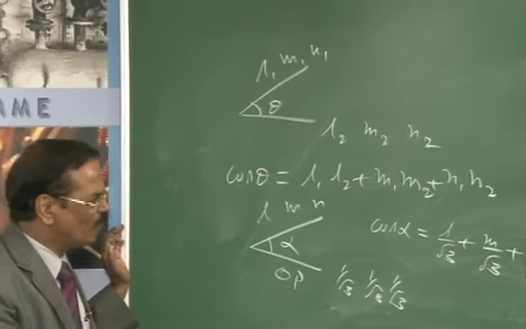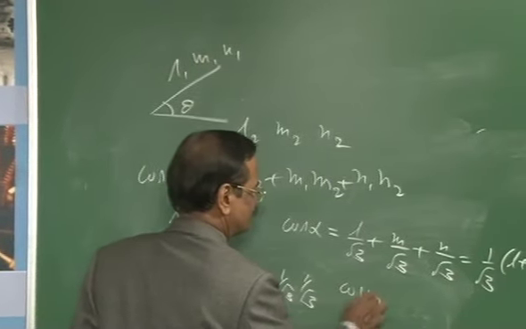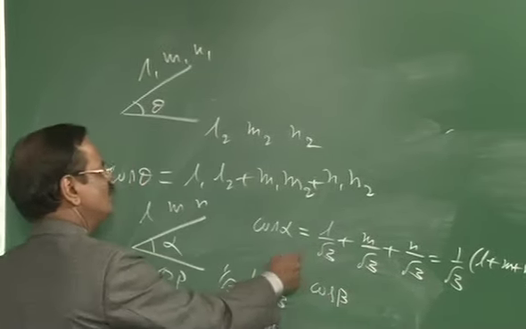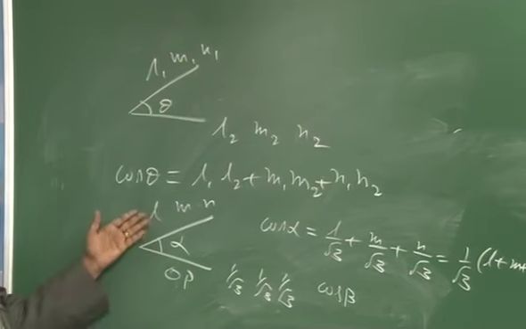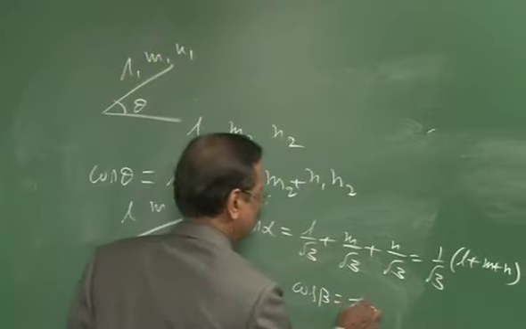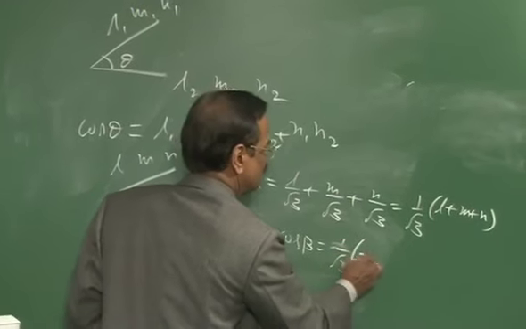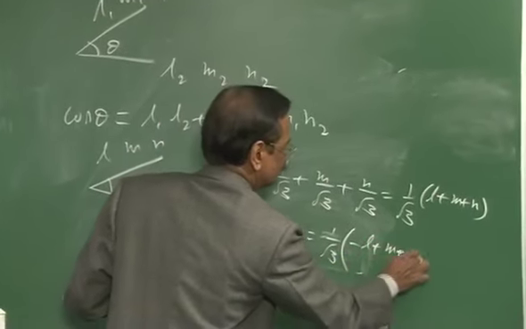Similarly, if you go for cos beta, the change is only here. The first one is going to be negative. So, instead of the next diagonal, that is AE, the change is only here. I will be getting 1 by root 3 same, and minus L plus m plus n.